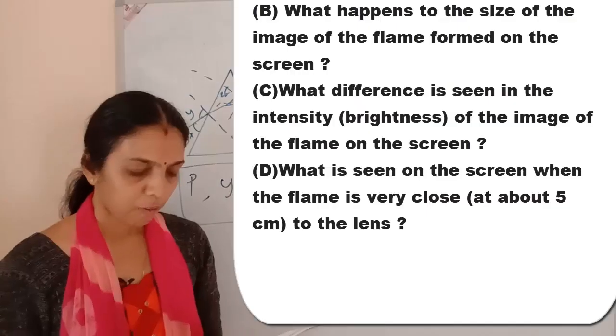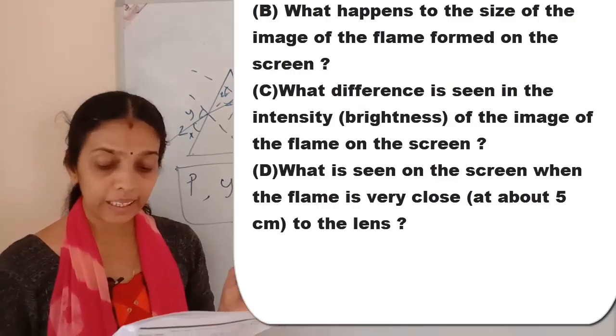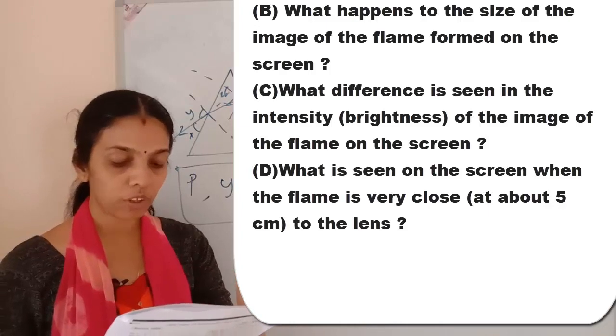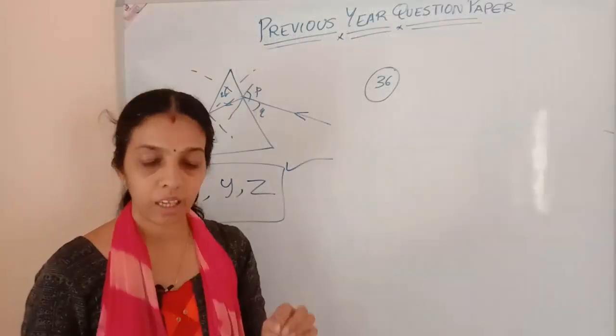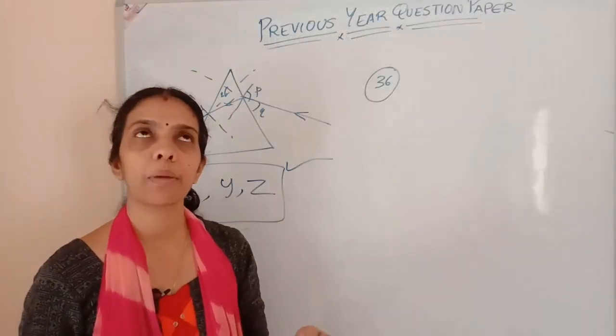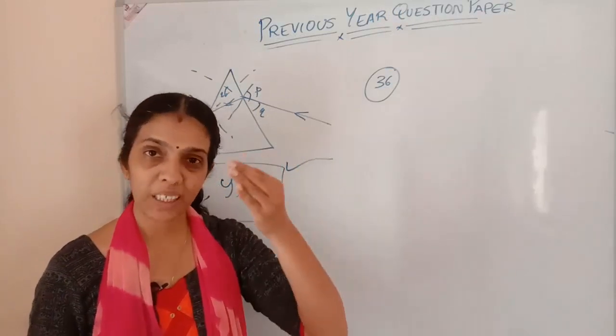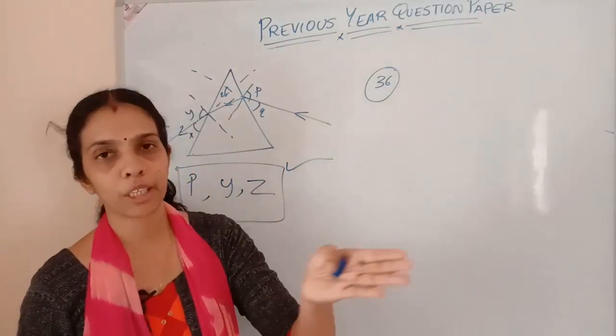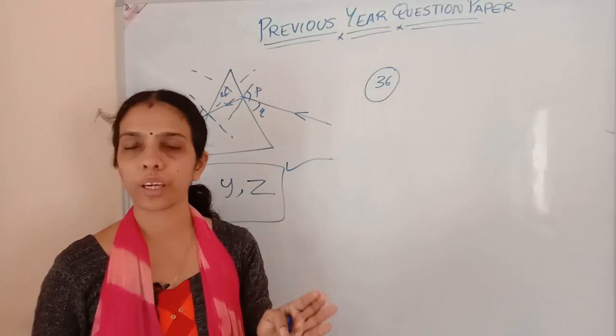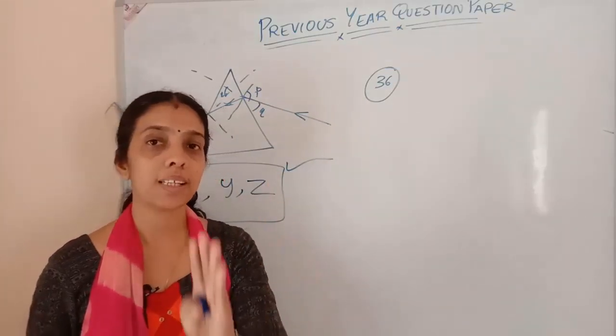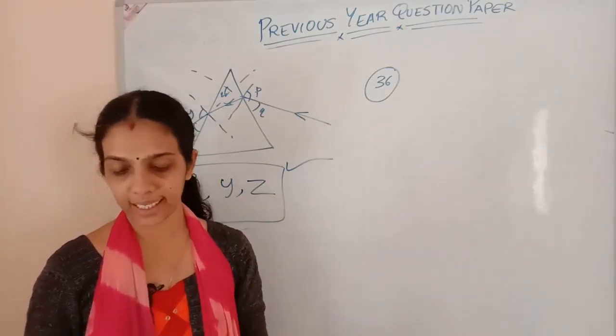Okay. What difference is seen in the intensity of the image of the flame on the screen? What happens to the brightness of the image? Brightness of the image will be decreasing as it is coming closer to the lens. Okay, as the object is coming closer, the brightness will be decreasing.